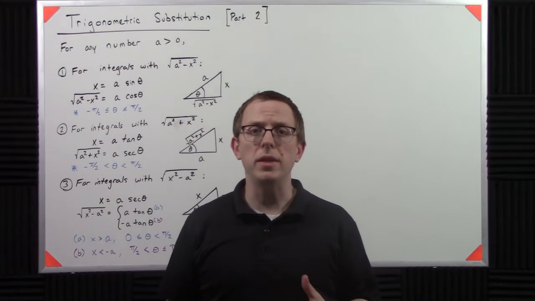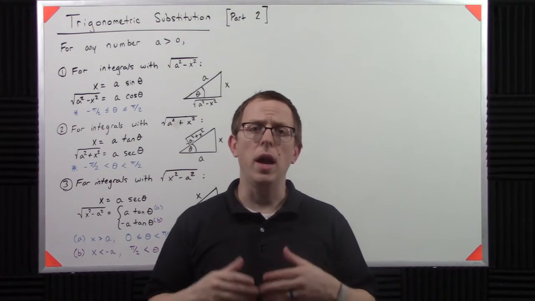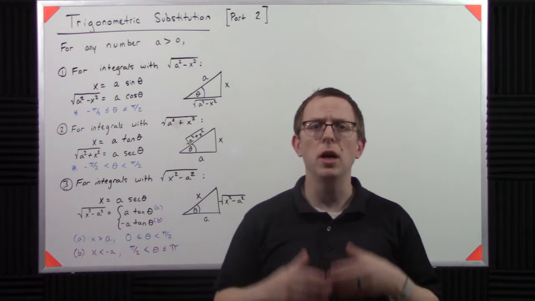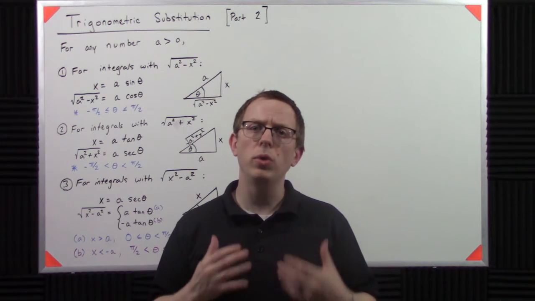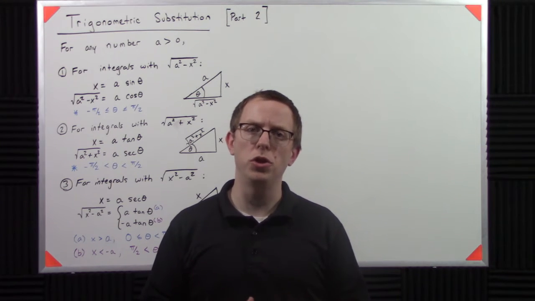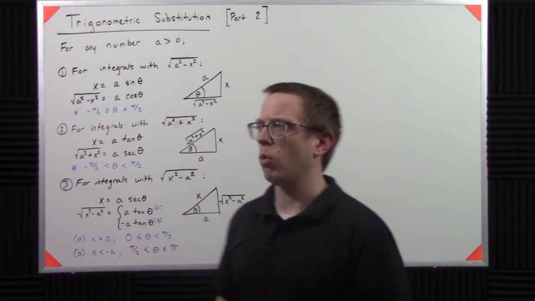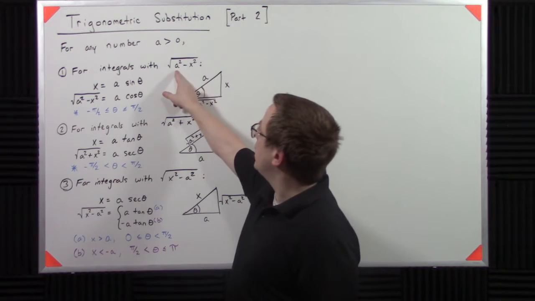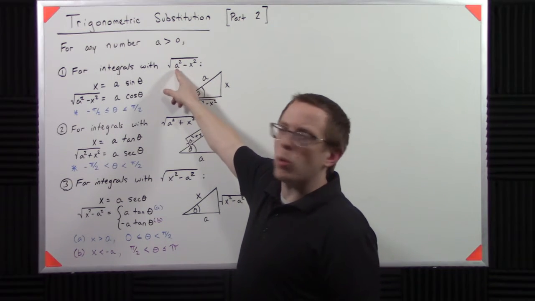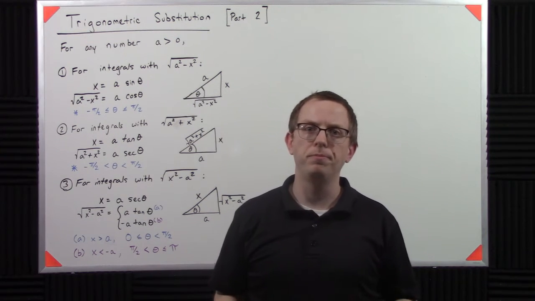Now that we've covered the basics of constructing a triangle and talking about trigonometric substitution, let's talk about the templates. Realistically, when you're dealing with trigonometric substitution, there are going to be three major forms that you look out for. The first one is you have some sort of number squared minus x squared.